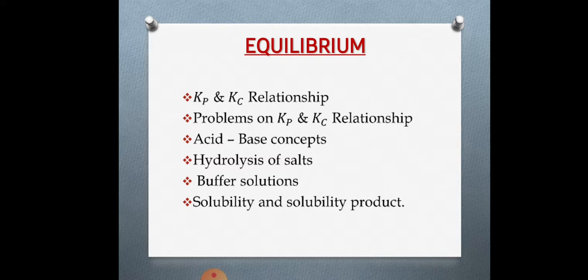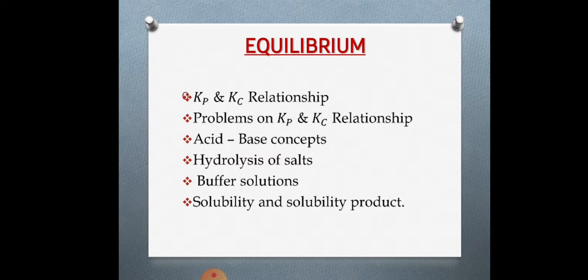Then acid base concept. You already know that there are three important concepts of acids and bases. One is Arrhenius, the second one is Bronsted-Lowry, and the third one is the Lewis concept of acids and bases. So the acid base concept is important, hydrolysis of salts. Then the next one is buffer solution, types of buffer solution. Then one more concept is solubility and solubility product. So all these are important under the equilibrium chapter.